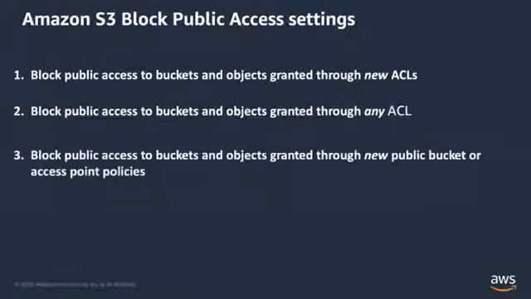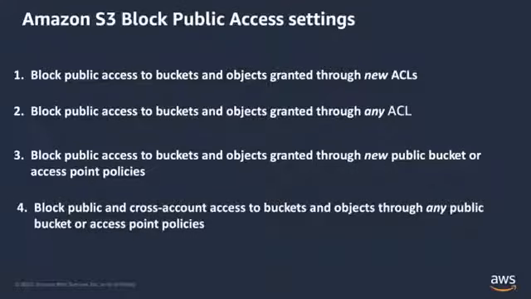Okay. Third is block public access to buckets and objects granted through new public bucket policies and access point policies. So we haven't really talked much about access points, but they have policies. They're just very similar to bucket policies. And if you try to create either one of those that is public, then the putting of those policies will be denied. And finally, block public and cross-account access to buckets and objects through any public bucket or access point policy. So if you already have an existing bucket policy or access point policy that grants public access, then that request would also be denied.